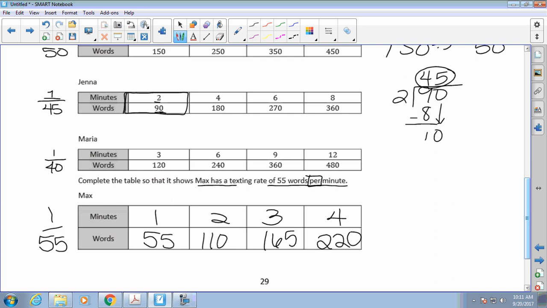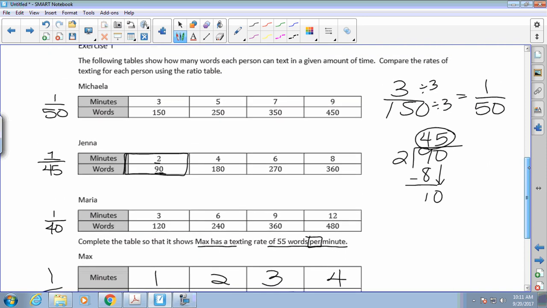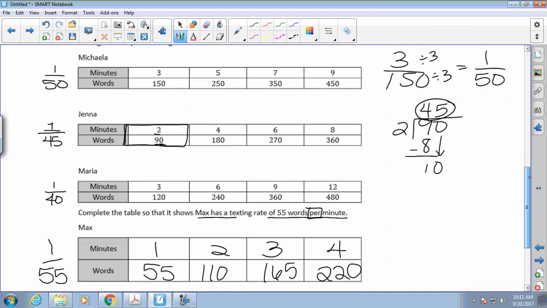Okay, so we needed to answer the question. We had to compare the rates. So who is the fastest out of these 4 people? The fastest, Katie, is? Max. He's a maniac. 55 words per minute. Who is in second place for this terrible contest? Trisha? Michaela. Michaela. Yeah, very good. Michaela. And then, it does look like that, doesn't it? Kind of. Genevieve. Jenna. And last, the person who lost this texting battle was Maria.